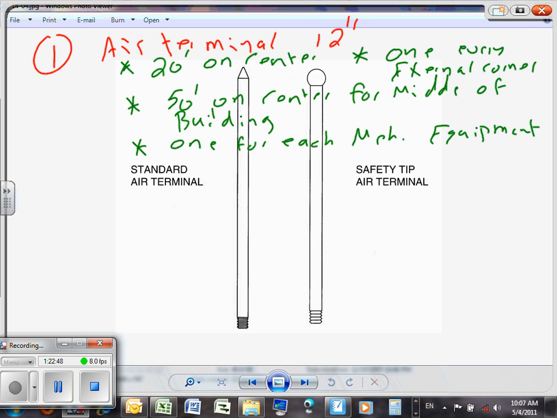And the ladder. That's tying. That's just tying to the ladder also. For our project, these are the most important things that guys we hear about. Here's the lightning terminal, the lightning rod. You need them 20 feet on center around the perimeter of the building.